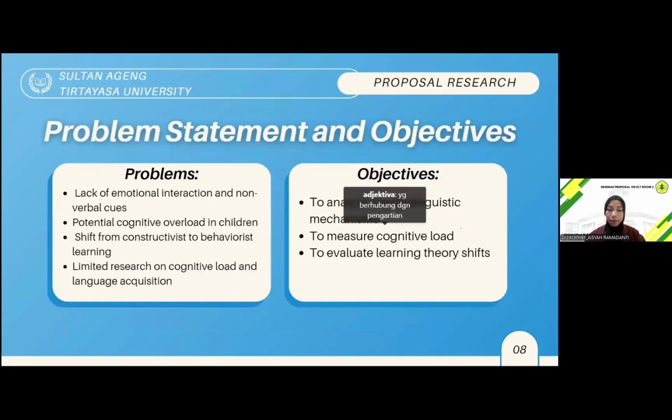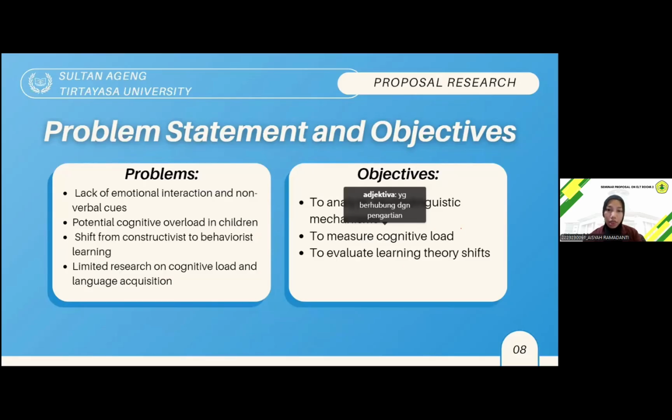Next is problem statement and objective. Based on this background, several problems are identified. First, the lack of emotional interaction and nonverbal communication in AI systems. Second, the potential cognitive overload where children may feel overwhelmed due to too much information or unfamiliar interaction patterns.